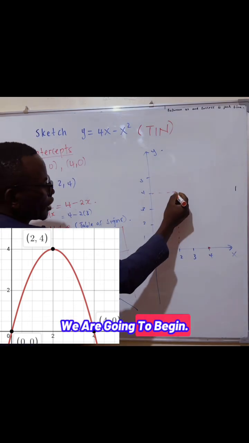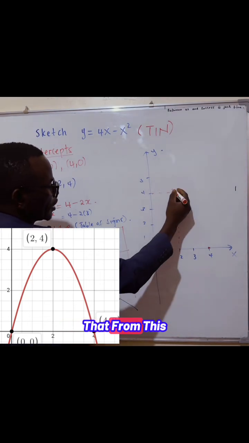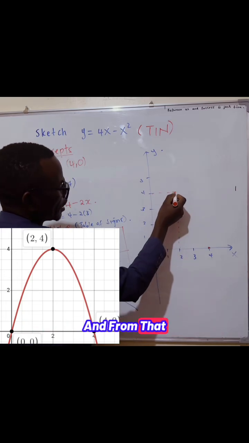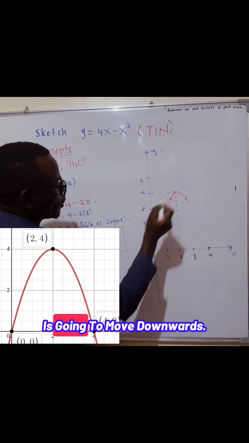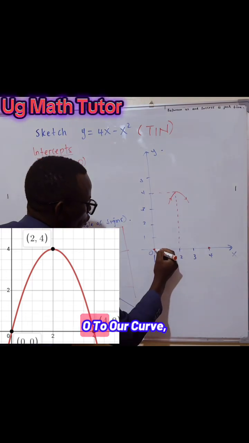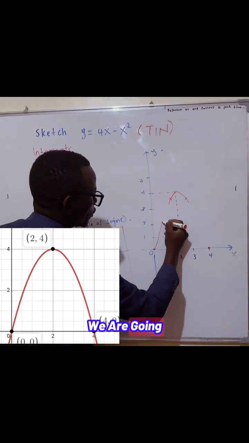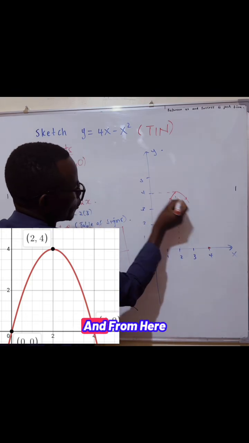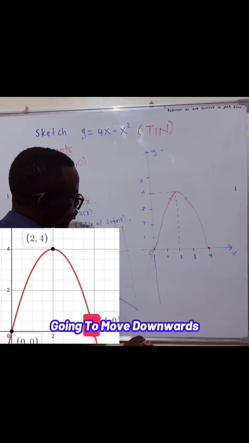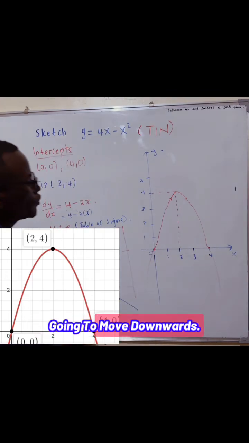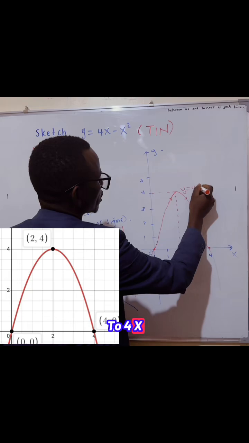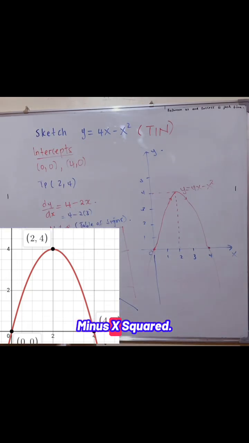So we are going to begin. Remember we said that from this point, our curve is going to increase. And from that point, our curve is going to move downwards. So when I connect this point (0, 0) to our curve, we are going to have something of this kind. And from here, we are going to have something of that kind. So it is going to move downwards. Remember, this is y is equal to 4x minus x squared.